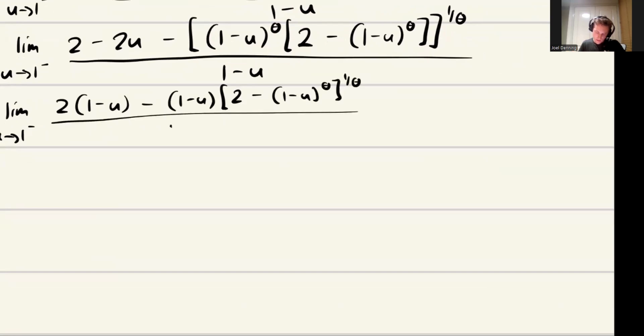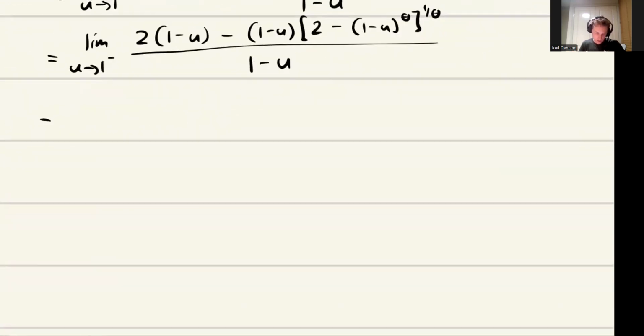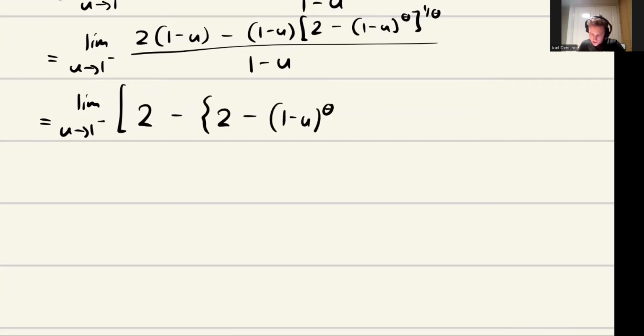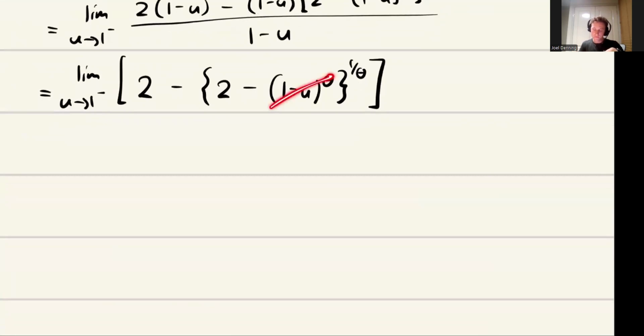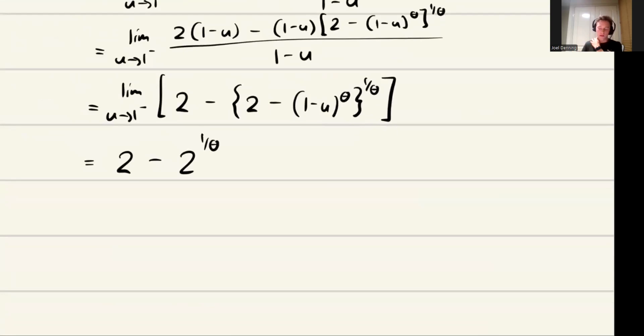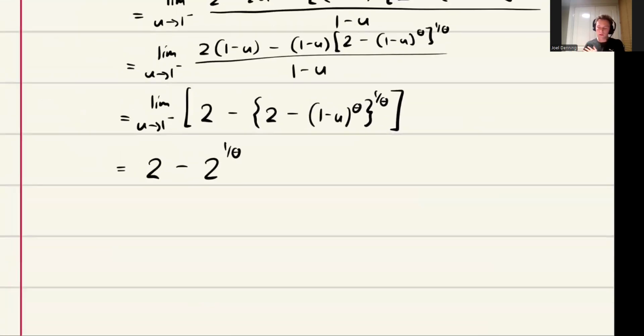So hopefully you guys see where this is going. We've got a 1 minus u common to every single term. So we can cancel that out. And then just writing everything else out. We can sub u equals 1 directly into this. This term here will disappear. So at the end of the day, it's just 2 minus 2 to the 1 over theta. Okay, and that is our upper tail dependence for any value of theta that we use.